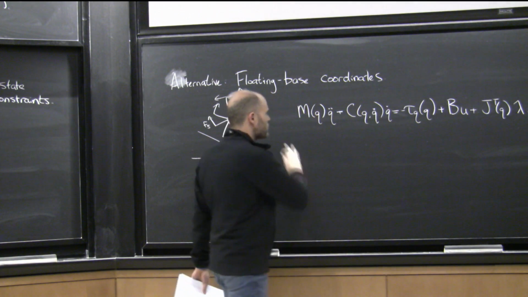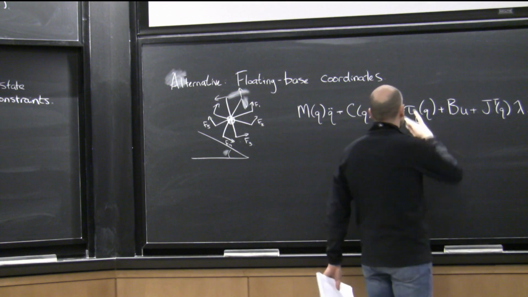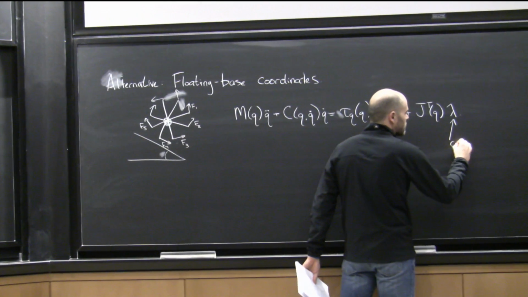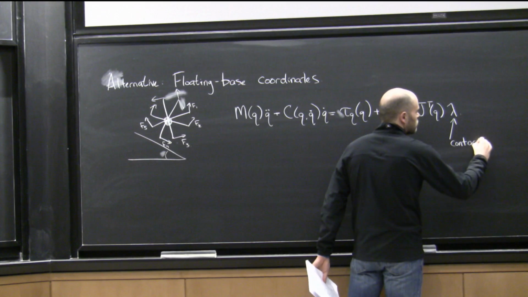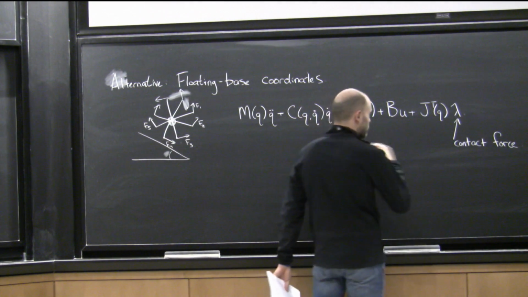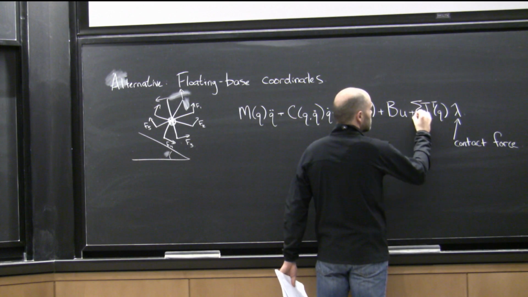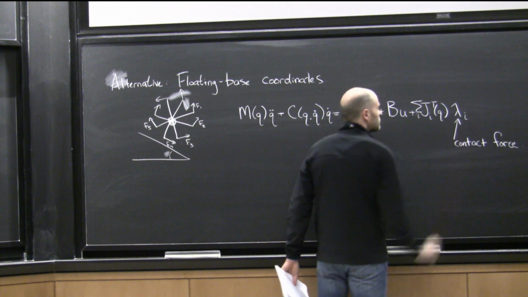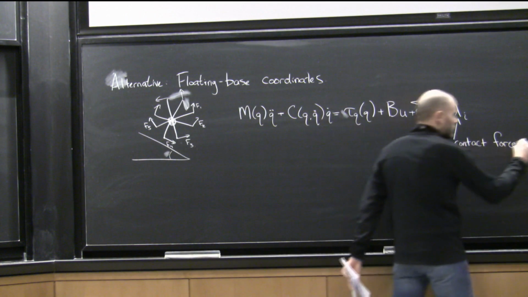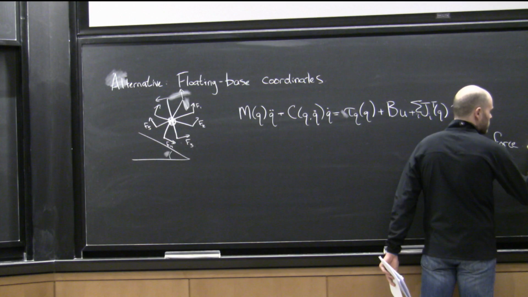Okay, so most of this is familiar. This is now my contact force. If I have many of them, then I have a sum of these forces. This is a 3×1 Cartesian contact force.